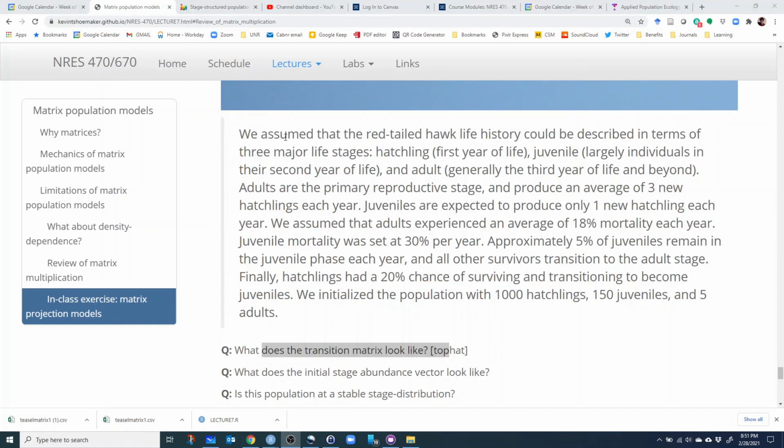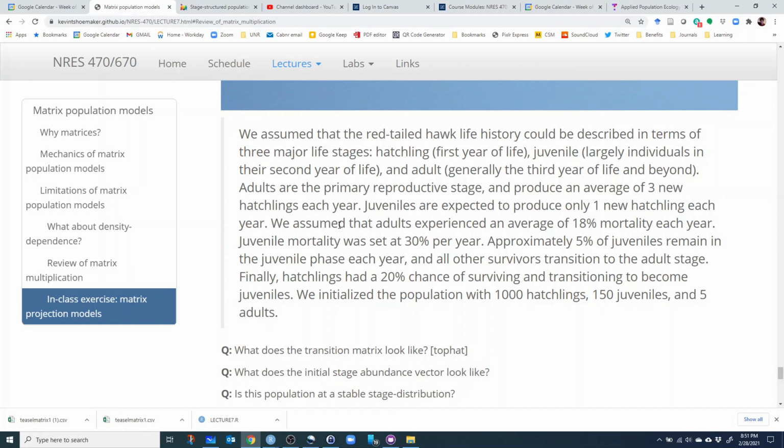Here's the description. We assumed that the red-tailed hawk life history could be described in terms of 3 major life stages: hatchling, that is the first year of life; juvenile, which are largely individuals in their 2nd year of life; and adult, generally the 3rd year of life and beyond. Adults are the primary reproductive stage and produce an average of 3 new hatchlings each year. Juveniles are expected to produce only 1 new hatchling each year.